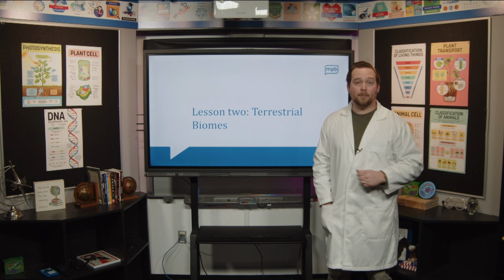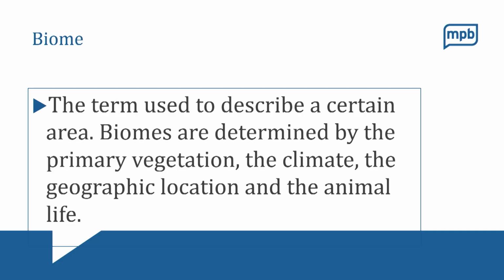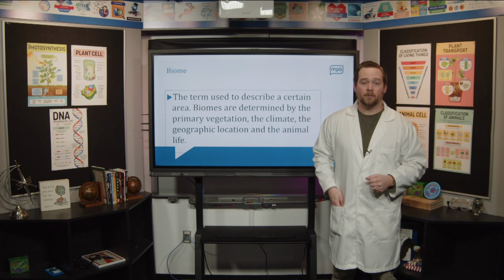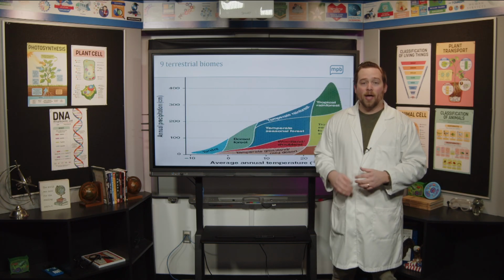So let's go ahead and hop into it and see what we're talking about today. So again, just a reminder, what is a biome? Biome, this is a term used to describe a certain area. Biomes are determined by the primary vegetation, the climate, the geographic location, and the animal life. So a biome will have all of these things in common, okay? And we'll go ahead and hop into it.